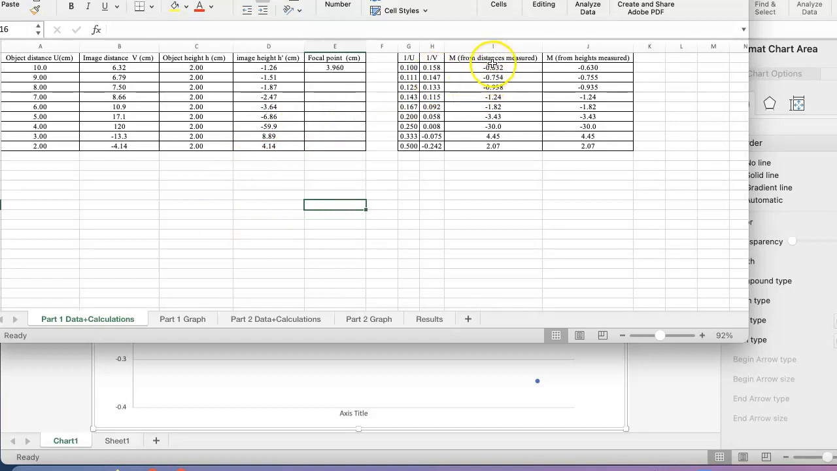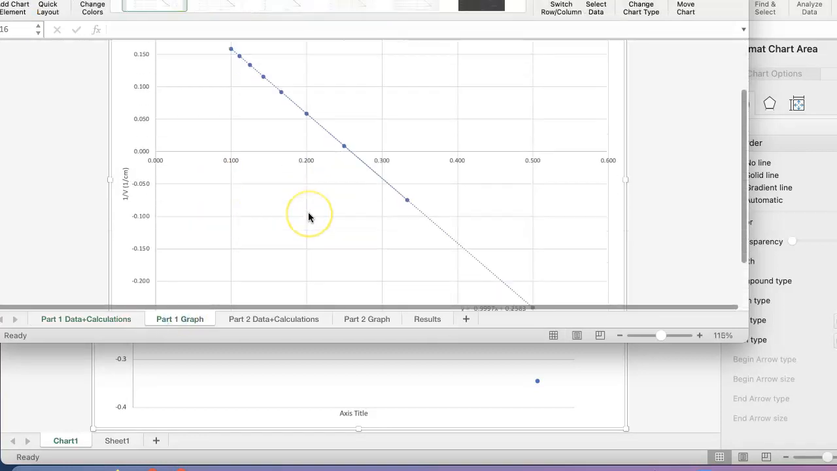I will calculate M from distances measurement, which is going to be the image distance divided by the object's distance, and I will also measure the magnification. M is the magnification from the image's height divided by the object's height. Okay, and here is part 1.